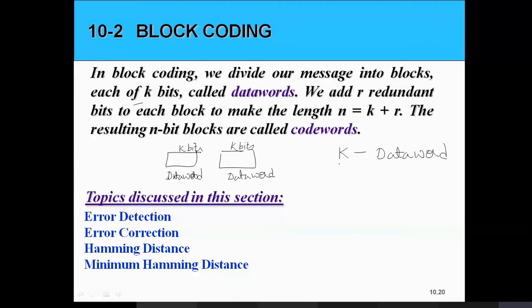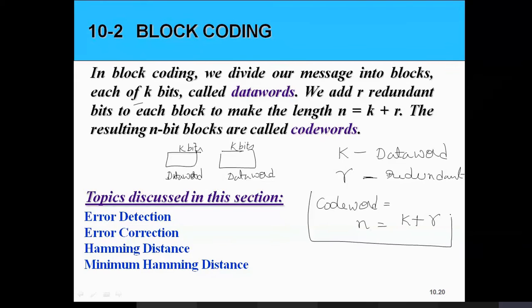Now I want to add r redundant bits. Don't get confused. Redundant bits means extra bits you're going to add along with the data before sending. So for this data I'm adding these extra bits. That means I am going to get one more new data that is called the code word. It is represented with n, and n is equal to k plus r. Did everybody understand this main basic concept?